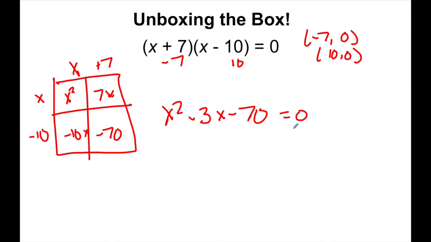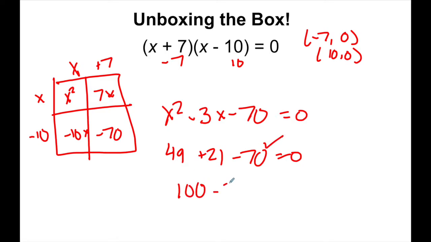Now, let's see what happens. If I plug in -7, I get 49 plus 21 minus 70. So that's 70 minus 70, which is 0. If I plug in 10, I get 100 minus 30 minus 70, which is also 0. Okay, so I can confirm it works. So they have the same exact x-intercepts.